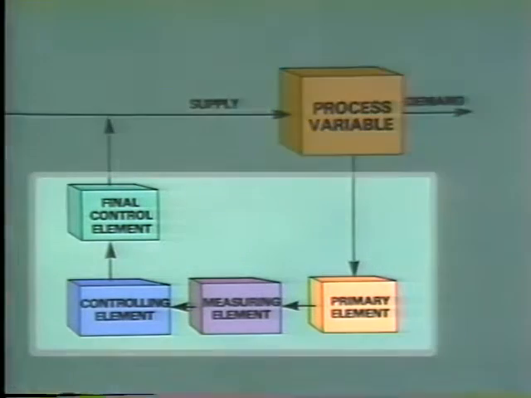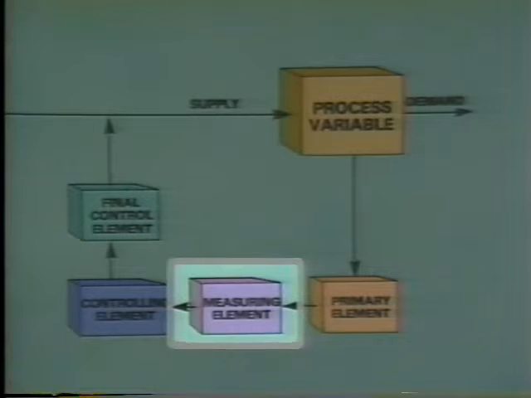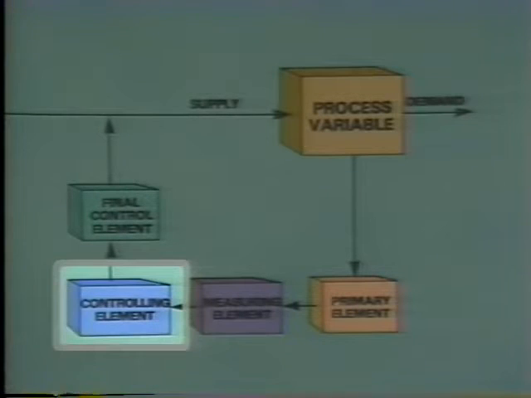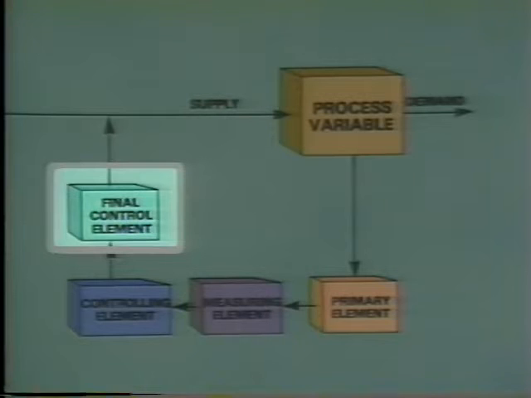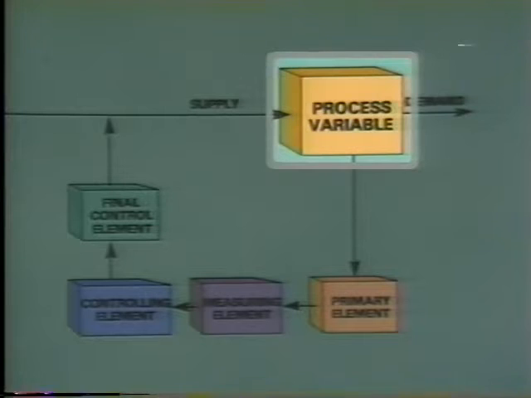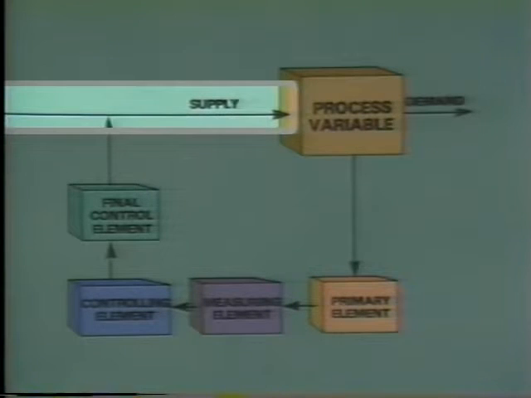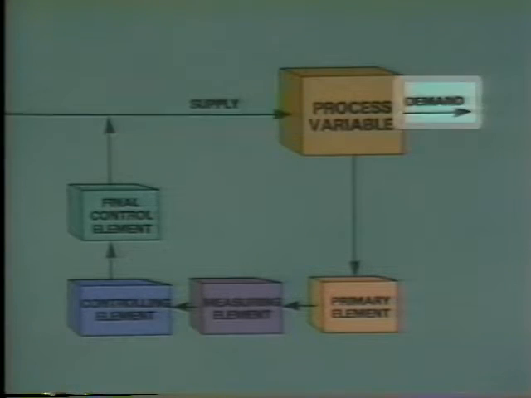In this illustration, these blocks represent the four elements normally found in most control systems: the primary element, the measuring element, the controlling element, and the final control element. This block represents a process with a process variable which the control system has to maintain at or near set point. This line represents a pipe that supplies material to the process, which we'll call the supply. This line represents a pipe that takes material from the process, which we'll call demand.